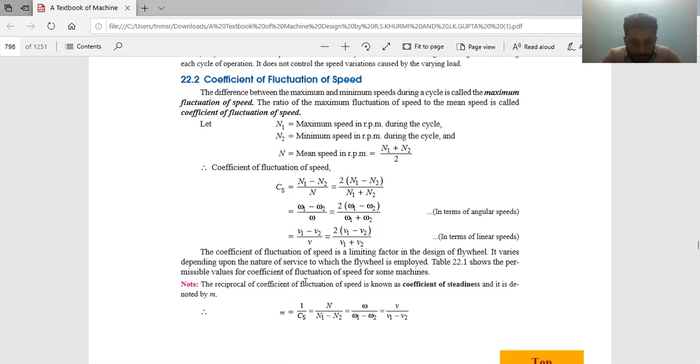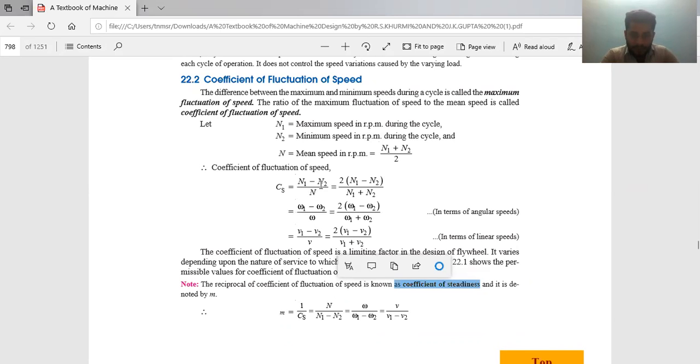Okay. Next, you should know this term called coefficient of steadiness. It is nothing but the reciprocal of coefficient of fluctuation of speed. That means if you know the value of CS, take the reciprocal, that means 1 upon CS, that will give you the coefficient of steadiness. That means reciprocal of CS.